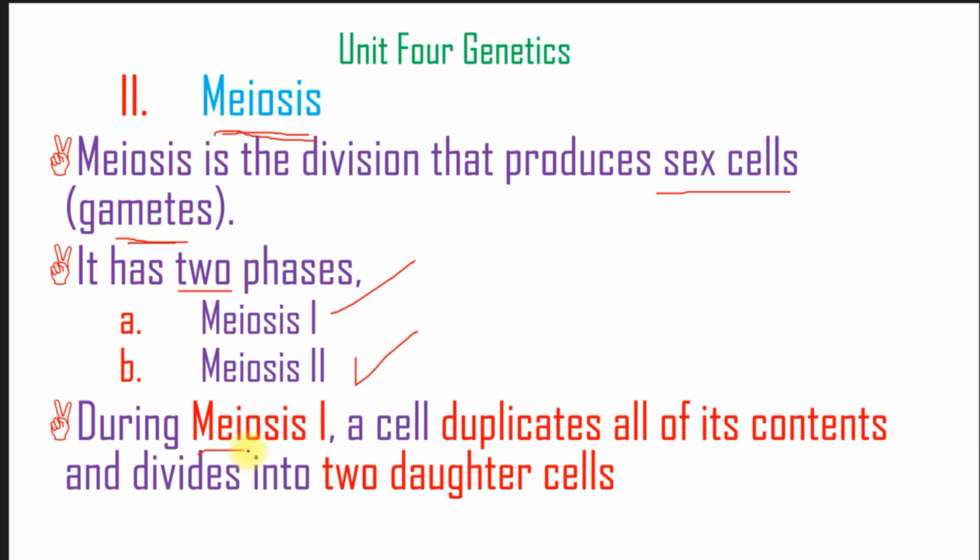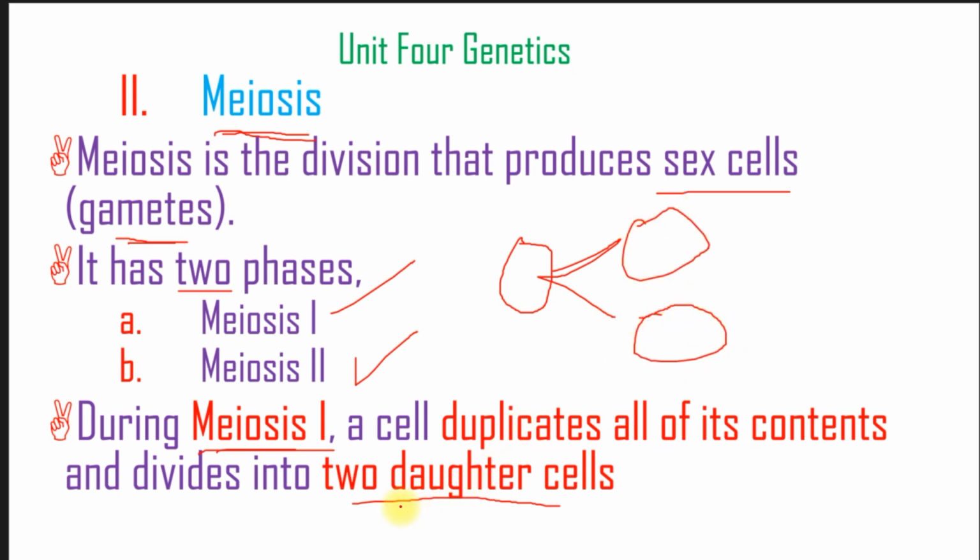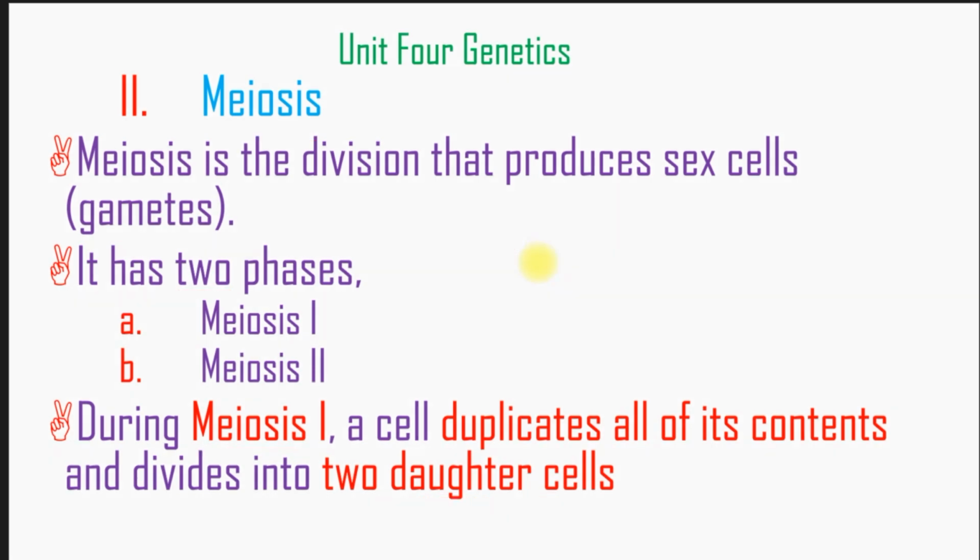During meiosis one, a cell duplicates all its content and divides into what? Two daughter cells. Look, in meiosis first, the cell duplicates and a single cell gives only what? Two daughter cells. This is the same as mitosis, which also gives two daughter cells. This is the basic phenomenon that happens in meiosis first.